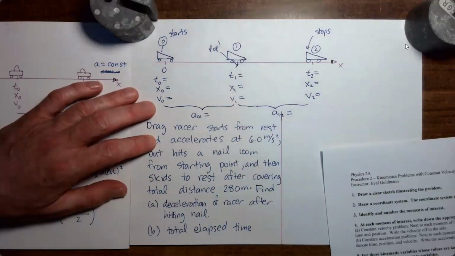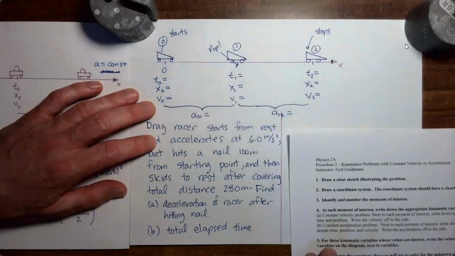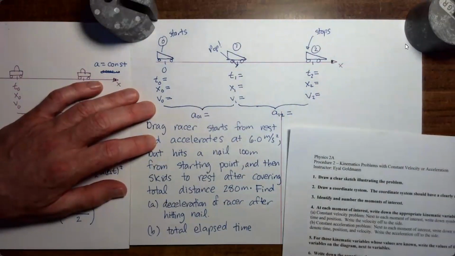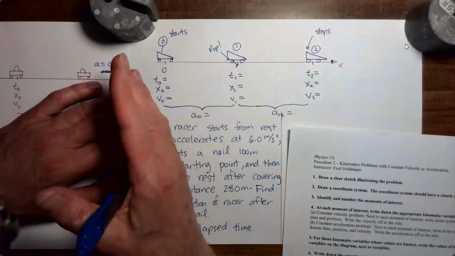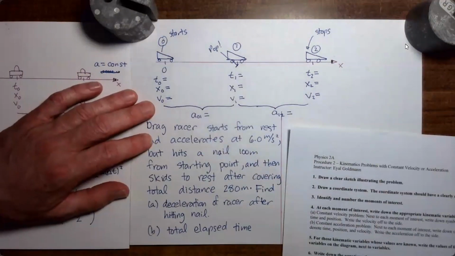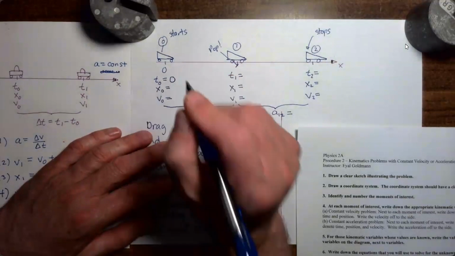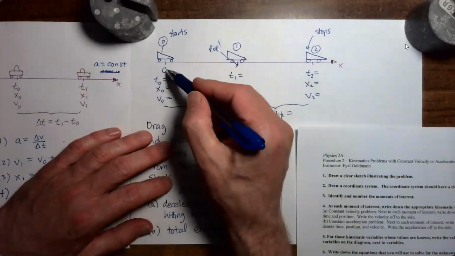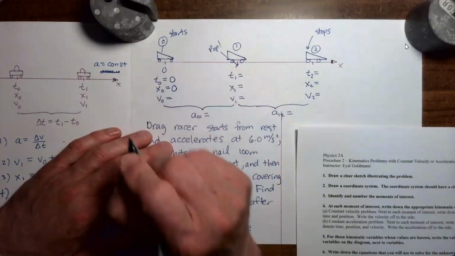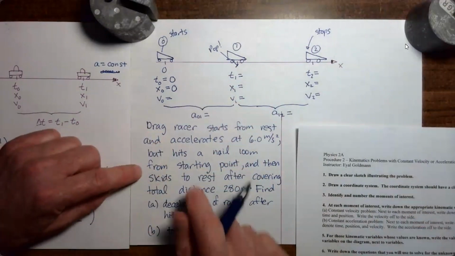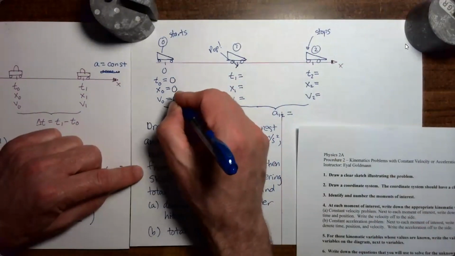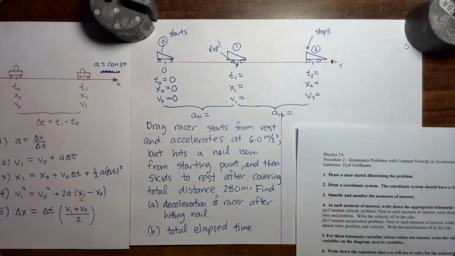Okay, and if you have not already done so, I would encourage you to pause the video here and see which of these values you're able to fill in. All right, we can say that the process starts at time 0. We already put the origin here, so x0 equals 0. And the problem says that the drag racer starts from rest, so let's put in velocity 0.